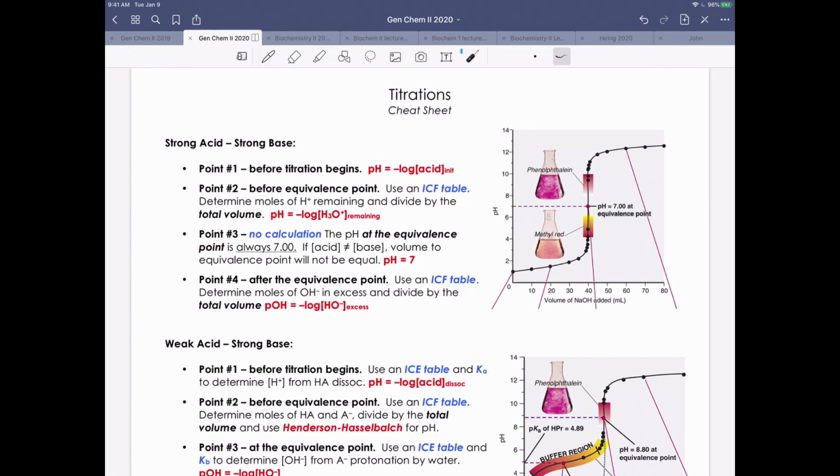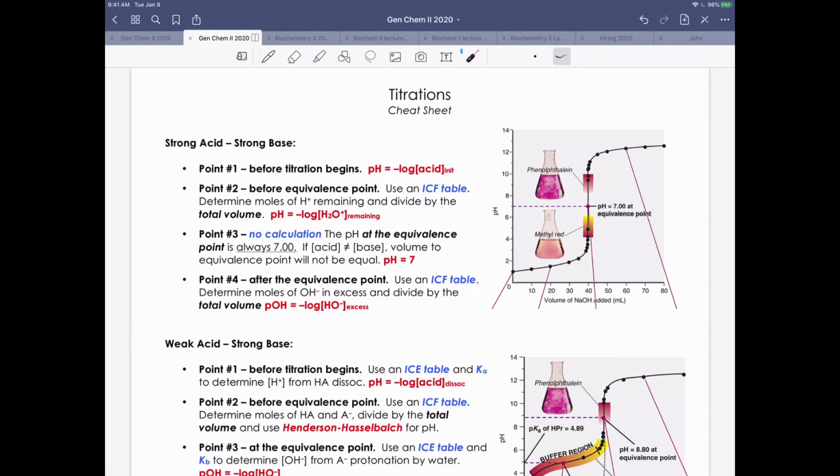Again, at point 3, you actually don't even need to do a calculation. If you know that you've got a strong acid, strong base titration, by definition, the pH will be equal to 7. No calculations need to be done. We actually just did the calculations there to highlight and prove that we didn't have any excess acid or base at that point.